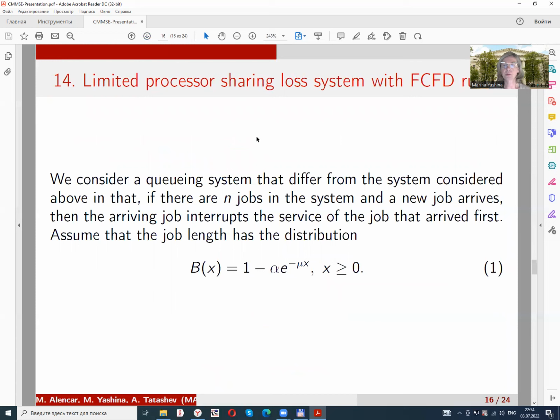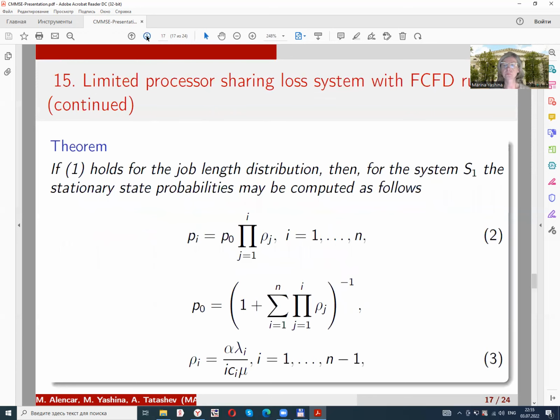We consider a queueing system that differs from the system considered above. If there are n jobs in the system and a new job arrives, then the arriving job interrupts the service of the job that arrived first. Assume that the job length has the following distribution. Then the following theorem is right.